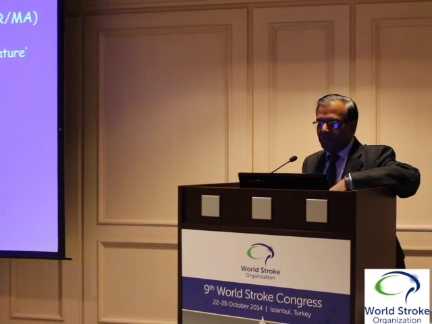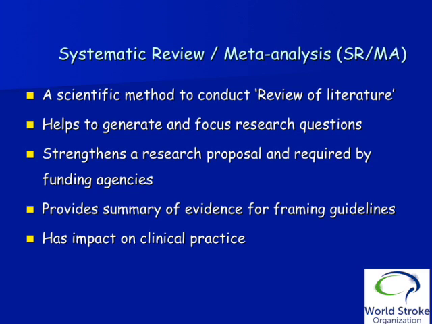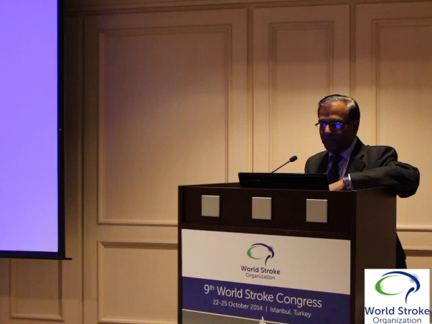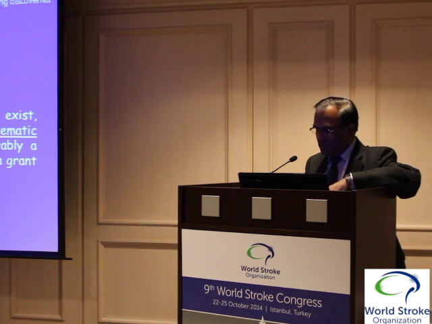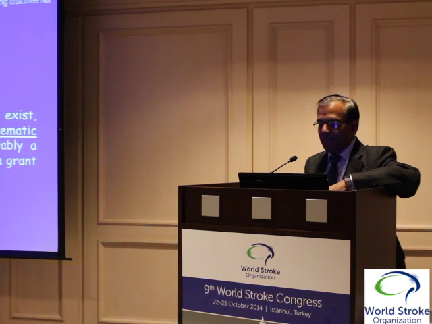So what do we do? Well, we basically do a scientific review of literature to generate and focus research questions. It has many advantages. It strengthens the research proposal, and there is a requirement by funding agencies, I will show you that. And it provides a summary for framing guidelines and has impact on clinical practice. So one example is the Medical Research Council of the UK. It says very clearly that applicants are encouraged to conduct a systematic review of the available evidence. When you put in the proposal, you have to preferably put also a systematic review with it.